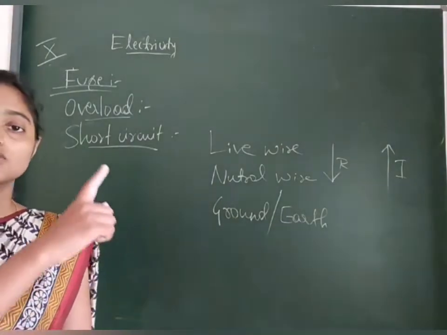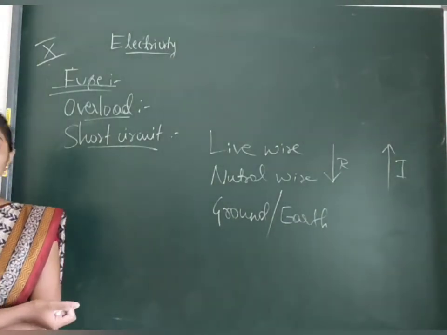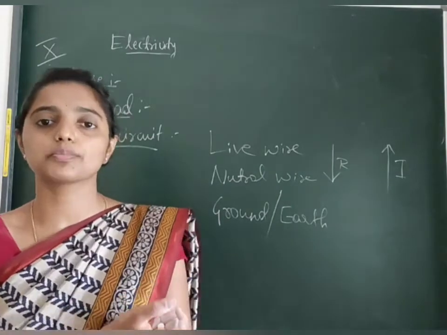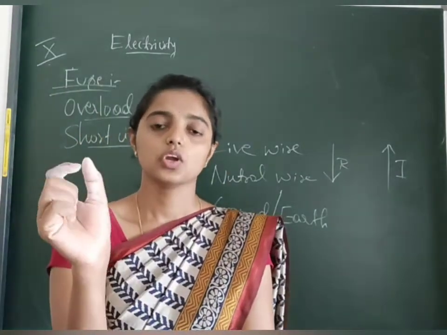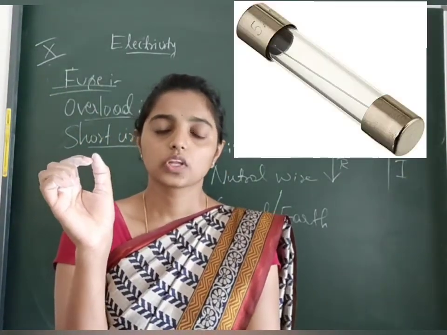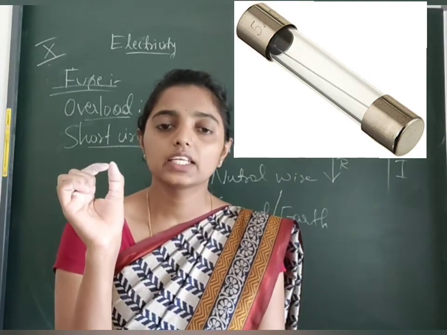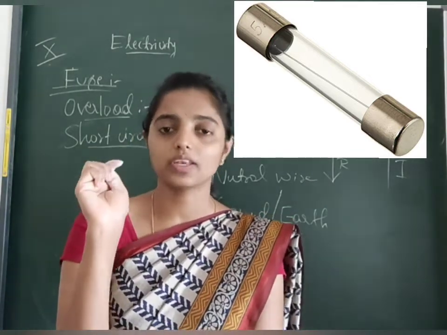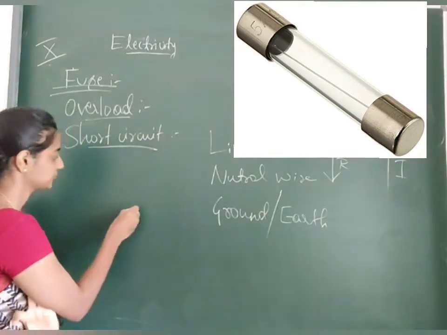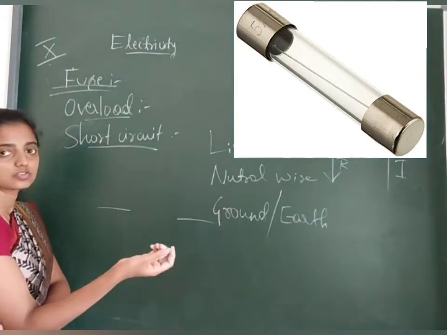Now the next topic is fuse, right? We already know the definition of fuse. Now let us see some of the properties of fuse. Fuse is connected in series between the metal rods. For example, here we have conductors or metal rods.